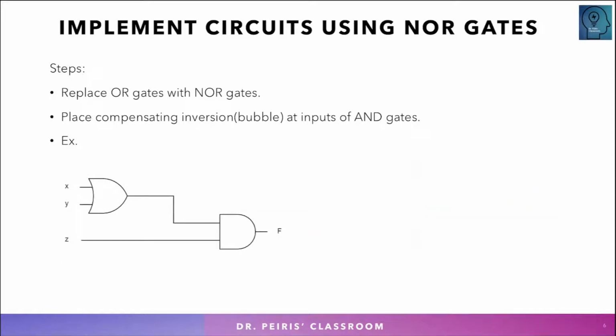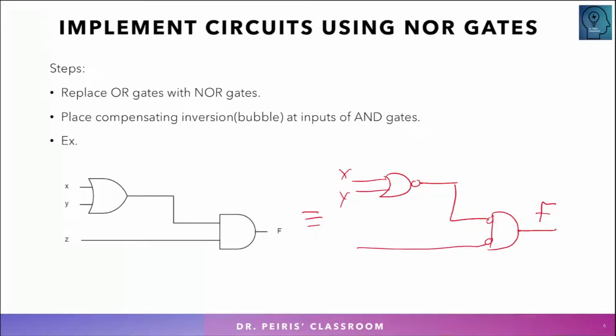In the next example, the first thing we do is change the OR gate into NOR, XY. Now when we reach the AND gate, we put the compensating bubbles at the inputs. Here we must be very careful because on the top the 2 bubbles compensate, but here we add the bubble ourselves. We must compensate that.